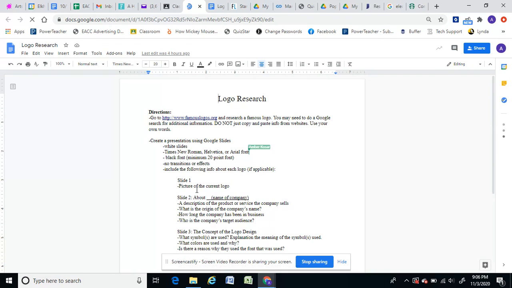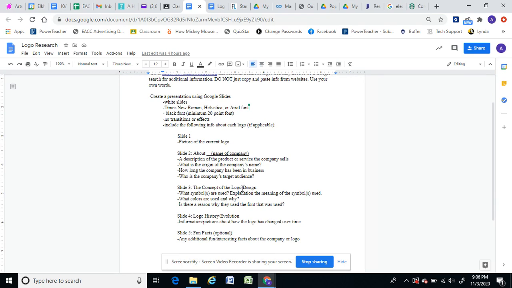I don't want any transitions or anything like that in there. Just really easy to read font, white slides, no transitions, no backgrounds. This is about the information. So your presentation is going to be at least 4 slides. It may be longer if you need it to be.